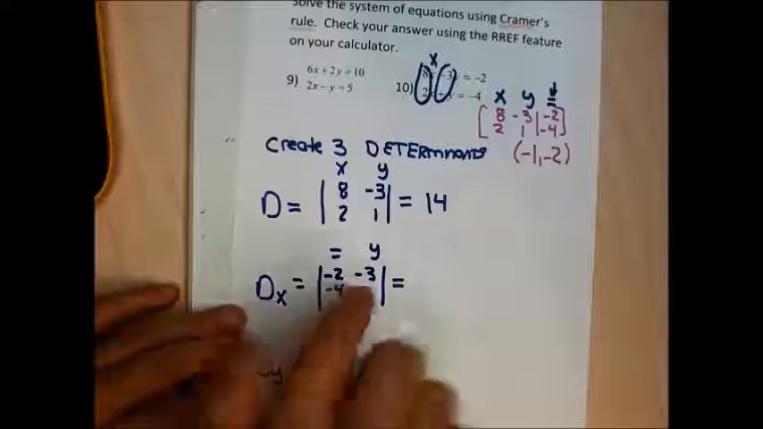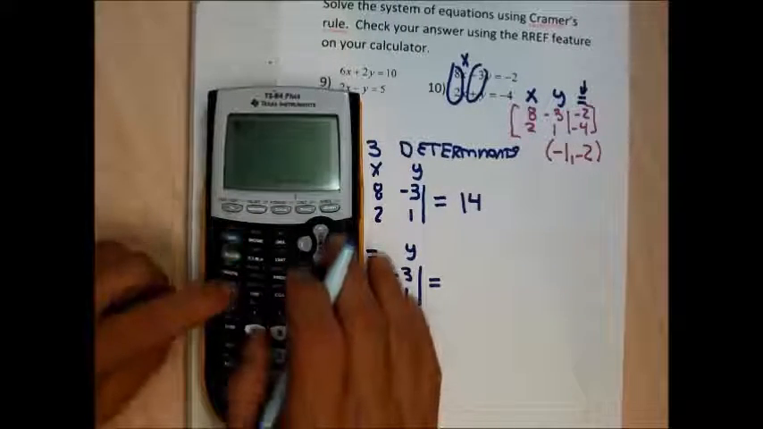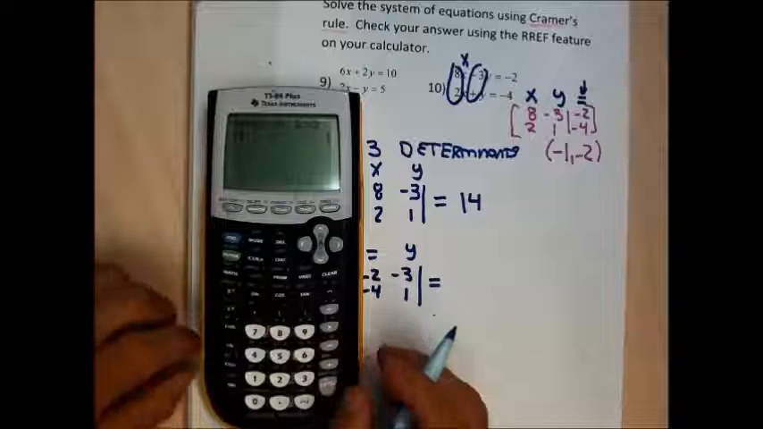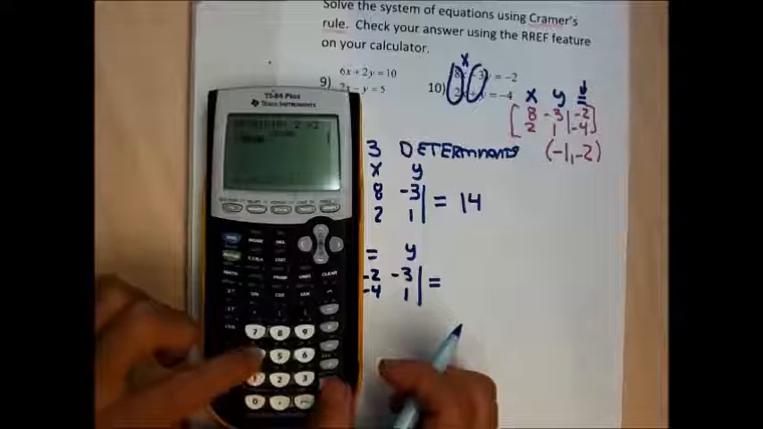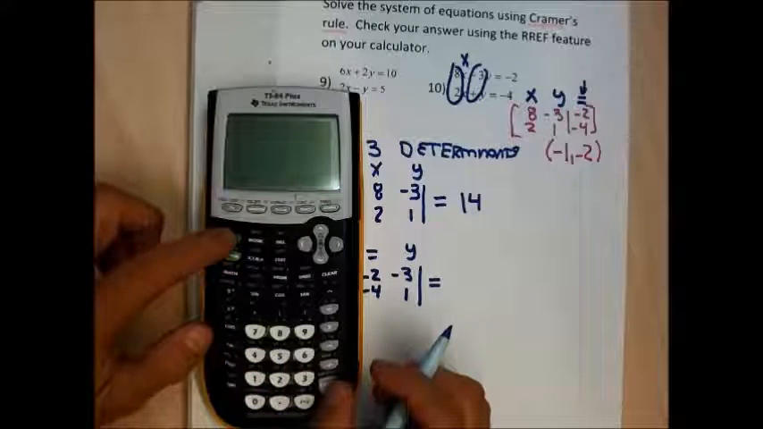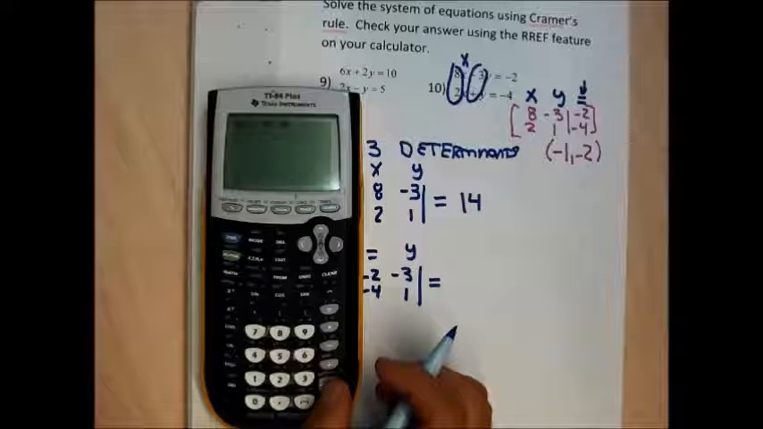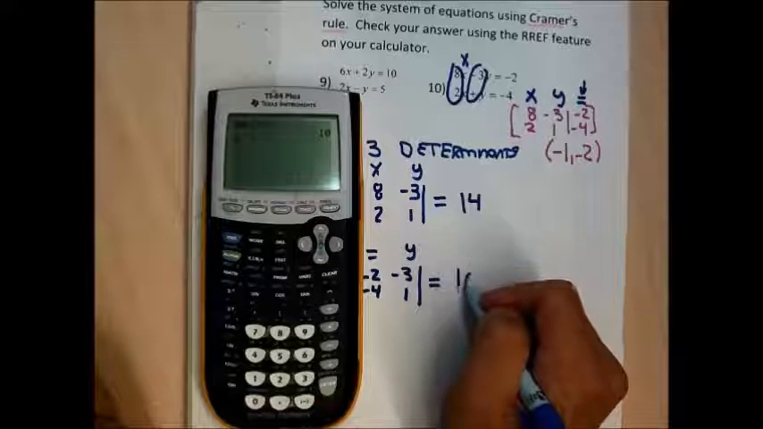Let me do this determinant on my calculator again, just because it's so much safer. Second matrix, edit. This is a 2 by 2 matrix. Negative 2, negative 3, 4, and 1. Second quit. I think I could just go second and enter because I just did determinant and hit enter. That makes this number equal to 10.